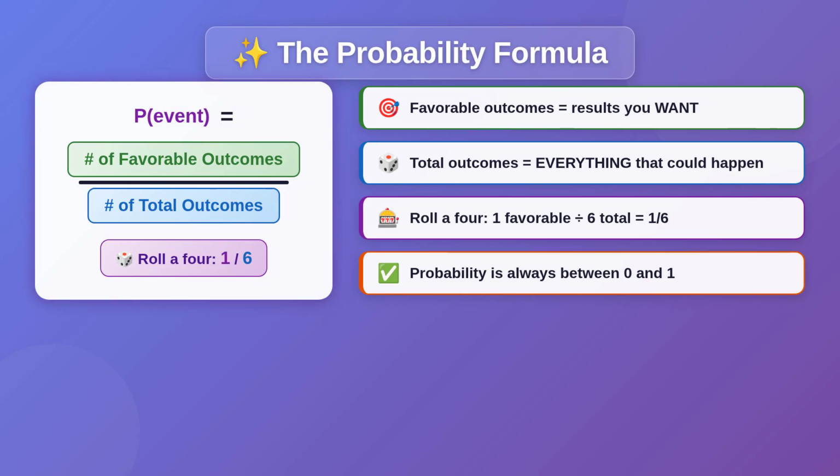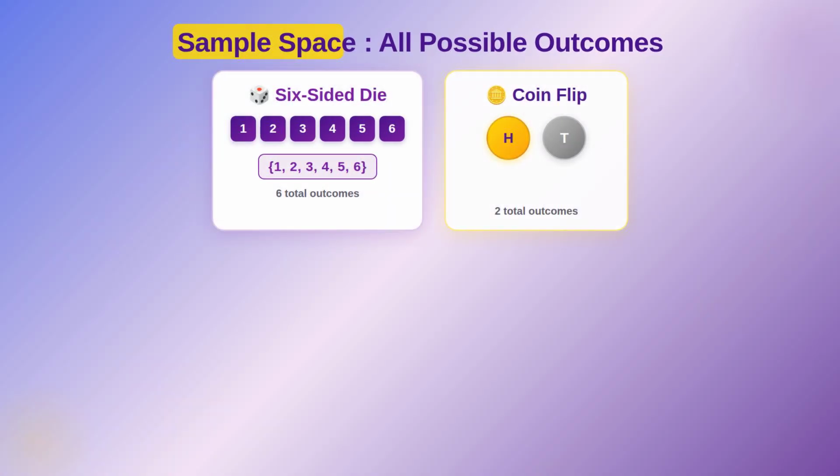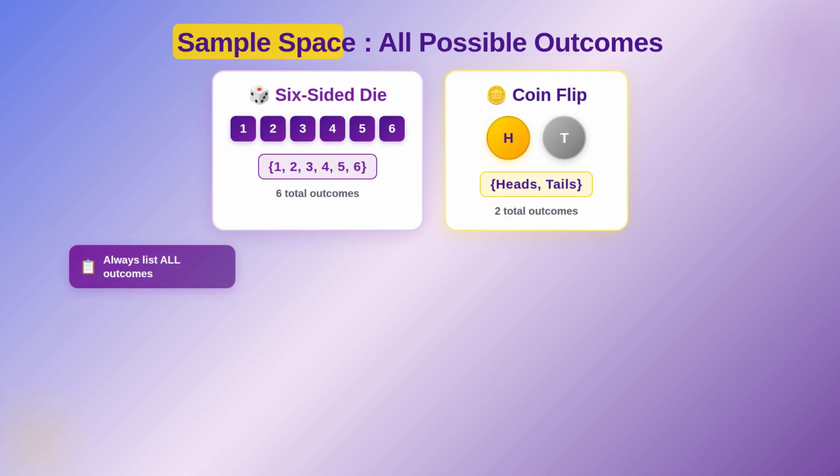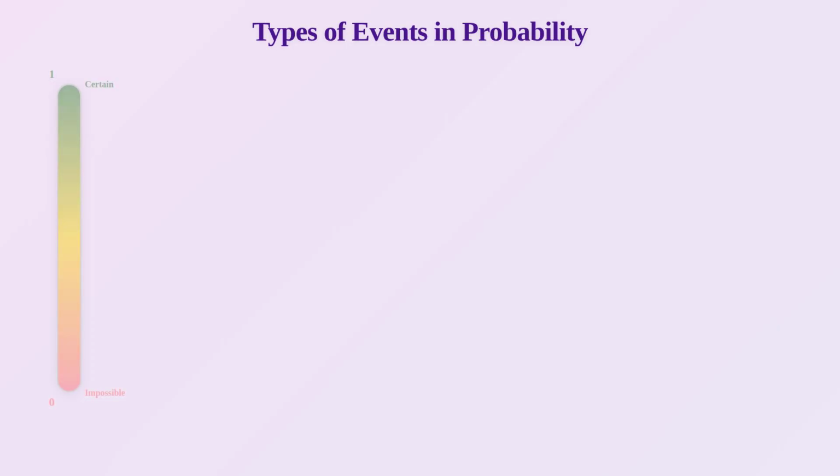Let's make sure we really understand this formula before we dive into examples. Before we calculate any probability, we need to know our sample space. That's just a fancy term for the complete list of all possible outcomes. For a standard six-sided die, the sample space is 1, 2, 3, 4, 5, and 6. That's 6 total outcomes. For a coin flip, the sample space is heads or tails, just 2 outcomes. Maya learned this trick. Always write out your sample space first. Once you know all the possibilities, the formula becomes super easy to use. This is literally step 1, every single time.